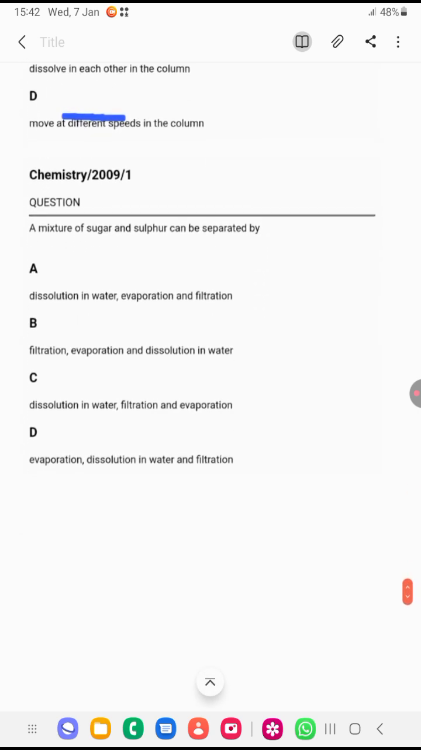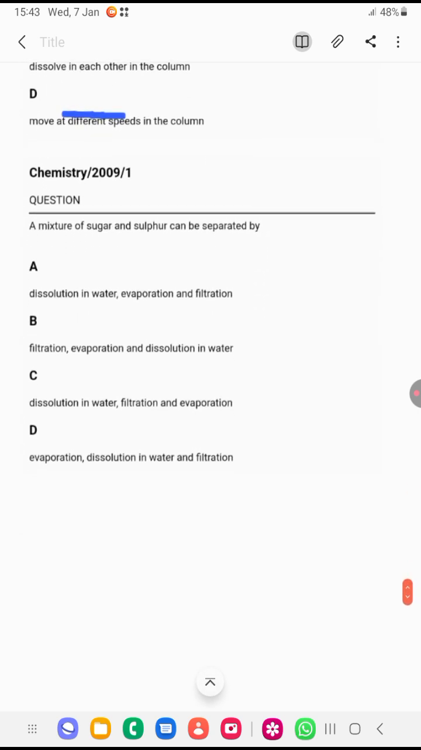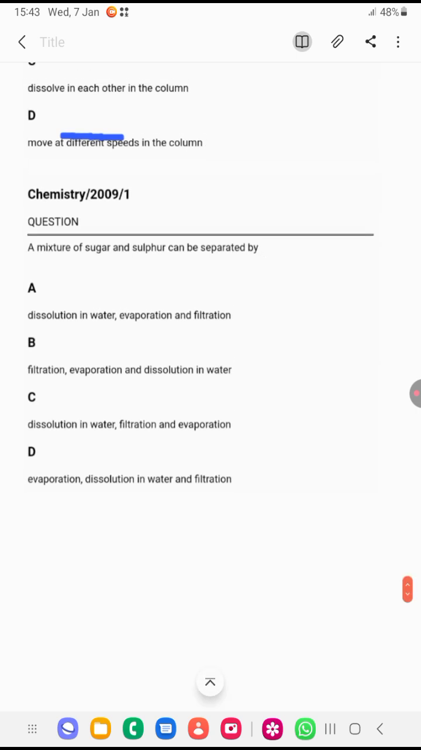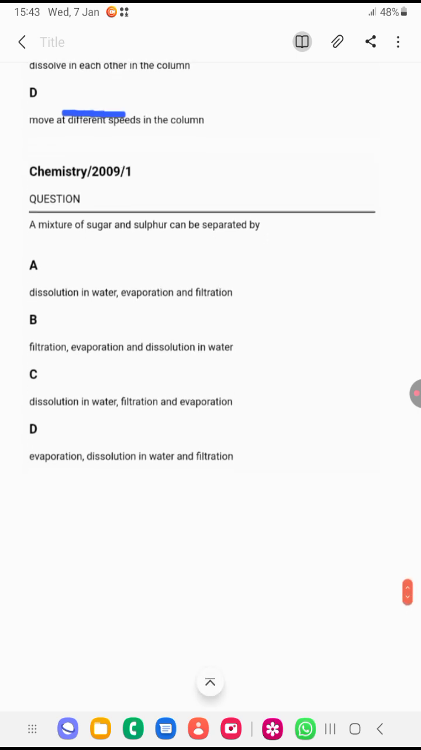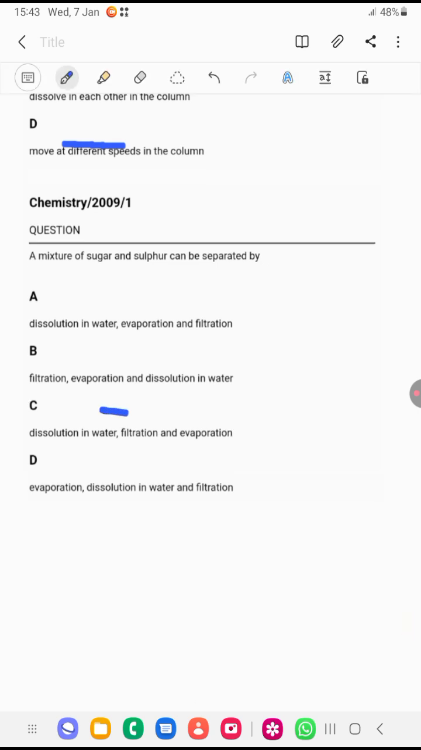So now let's look at this question here. A mixture of sugar and sulfur can best be separated by A, dissolution in water and the rest. Okay, let us not stress ourselves too much. There's something that we should know about sugar. Sugar is soluble in water, yes. And sulfur is not soluble in water. So how are we going to do this one? The answer is C. So we dissolve in water first.